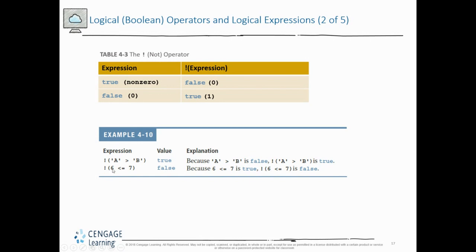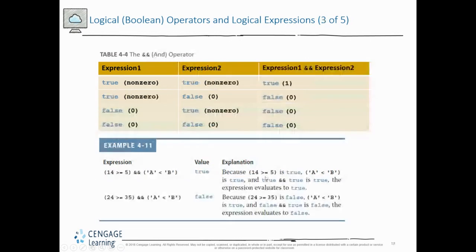Not 6 is less than equal 7. So again, pretend it doesn't have the not. So is 6 less than equal to 7? Of course it is. So it would be true, right? But with the not, you know it has to be false. It's got to be the opposite of the other value. So because 6 is less than equal 7 is true, not 6 less than equal 7 is false. All right? All right.